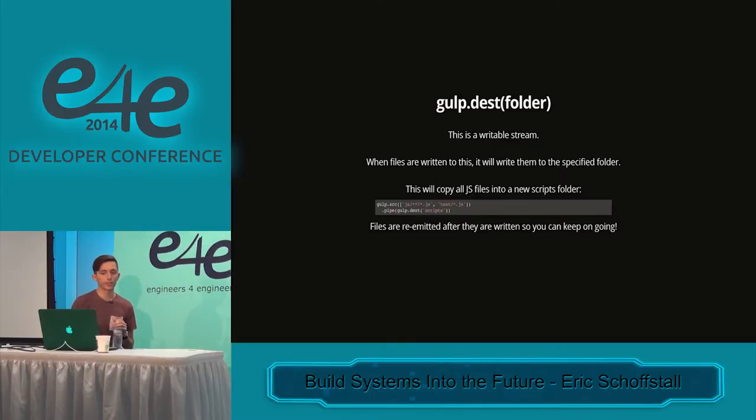Finally, we have gulp.dest, which is the output of the pipeline. When files are passed to this, it simply writes them to a folder. What's cool about this is after the file is written, it gets re-emitted, so you can continue the pipeline and add more transforms after that, or maybe more outputs. So it's not necessarily one source, one output. It's one source or many sources to as many outputs or transforms as you want.